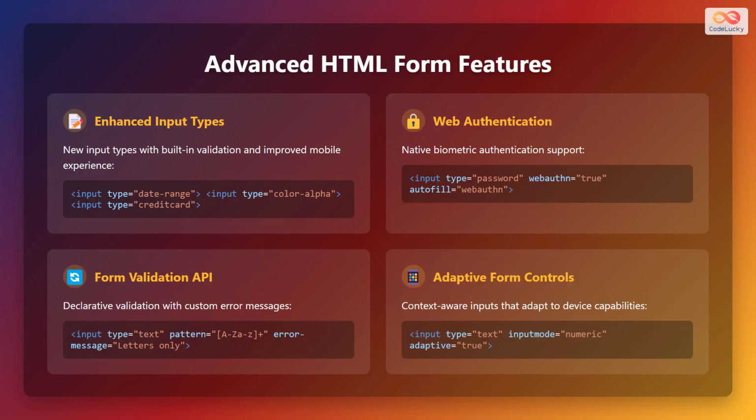You can use password input with the Web Authentication attribute set to true. Additionally, there's the Form Validation Application Programming Interface, also known as API, which provides declarative validation with custom error messages. You can specify a pattern and an error message for an input field. Finally, there are adaptive form controls, which are context-aware inputs that adapt to device capabilities. You can set the input mode to numeric and adaptive to true.